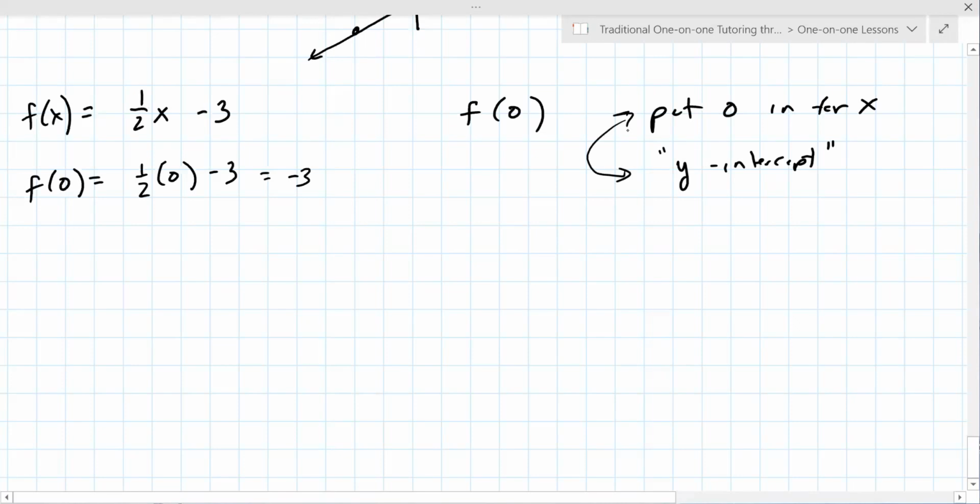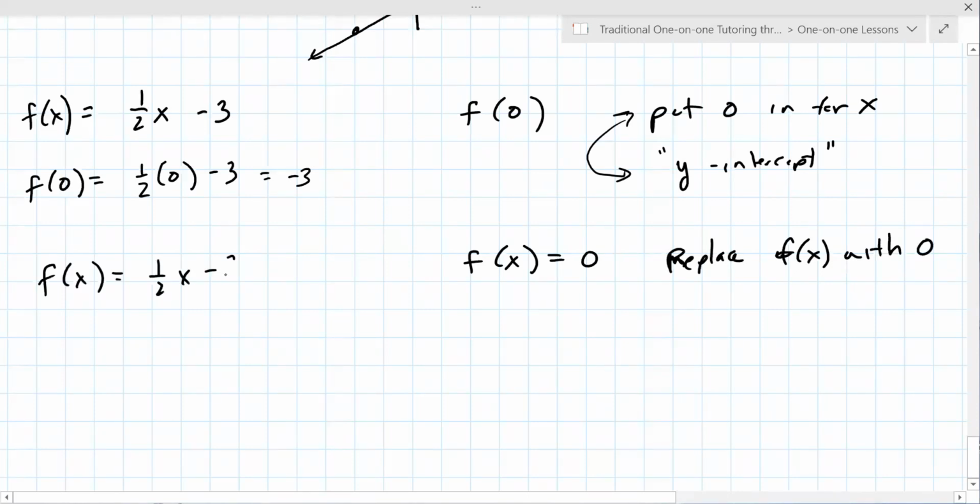Okay. Now the other one is they want to know when f of x equals 0. Okay, and this is different. Do you visually see that these are not the same? Yes. Okay, so this one is to replace f of x with 0. So if f of x equals 1/2 x minus 3, this whole thing becomes 0.